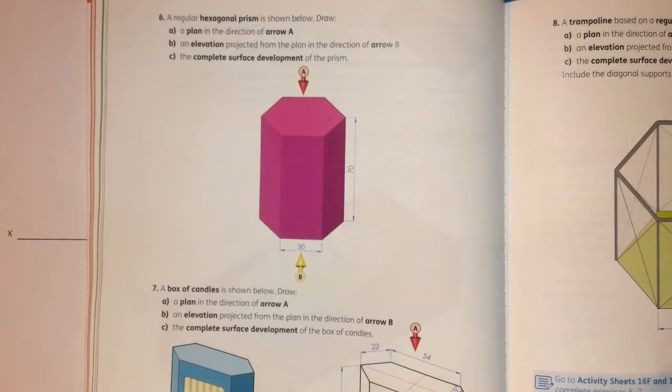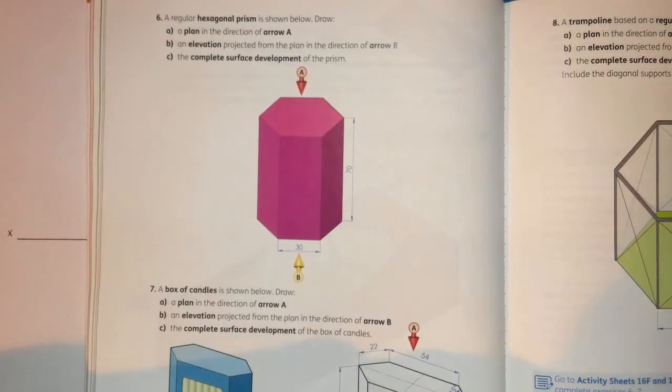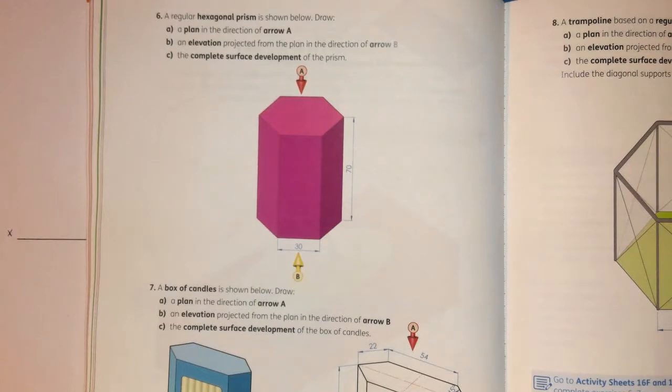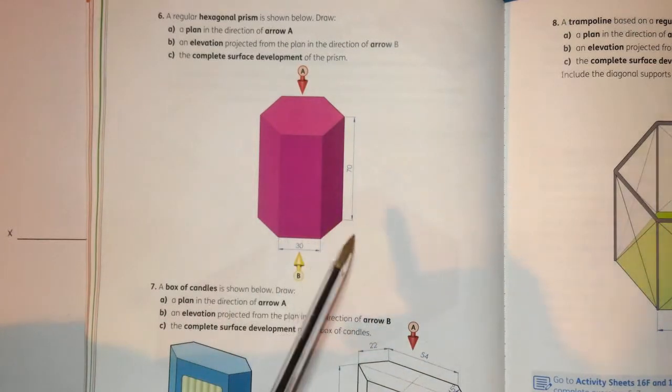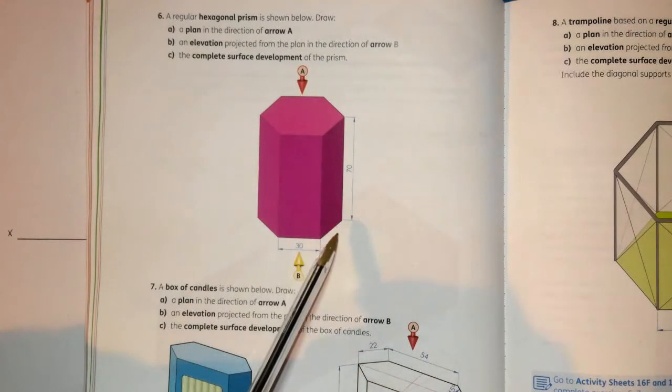Hi folks, so the question we have in front of us today, guys, is question 6. It's in the World of Graphics textbook, page 250, on the topic of developments, okay? And we can see the image here, guys. It's based on a hexagonal based prism.